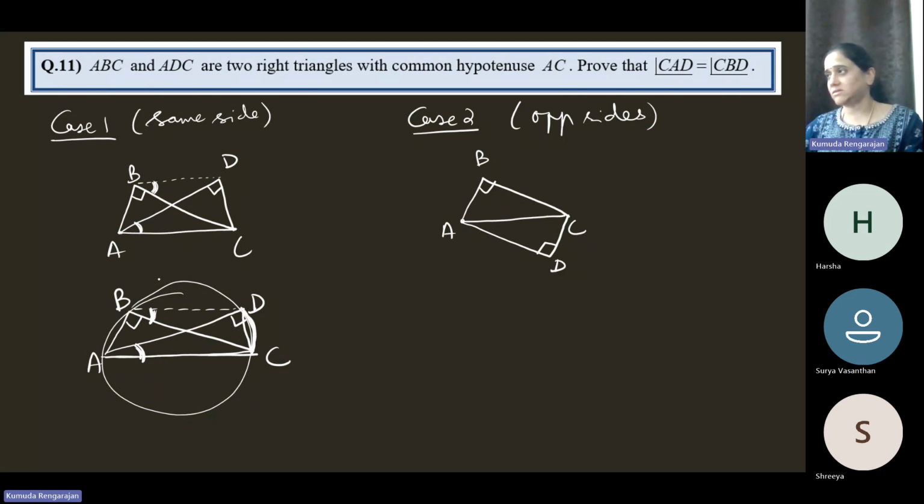Okay. This is the first case, where they lie on the same side of the hypotenuse. Here, angle B plus angle D is 180, right? Now, ABCD is a cyclic quadrilateral because opposite angles are supplementary, 90 plus 90 is 180. So there is a circle passing through all these four points. Now, where is CAD? This is CAD. Where is CBD? You have to join this.